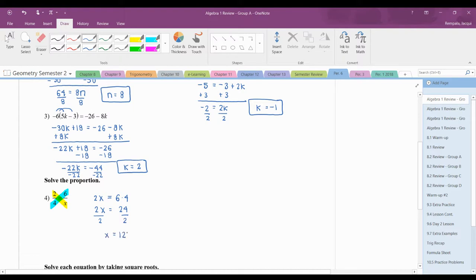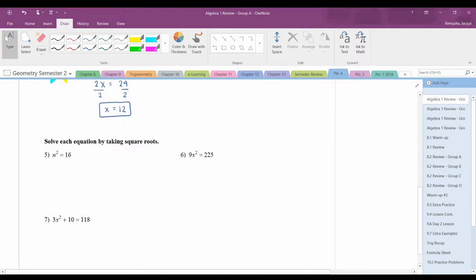And it looks like we get x to be 12. All right, moving on. Now we have quadratics. So it says solve each equation by taking the square root. So remember, a quadratic is because we have a squared term.